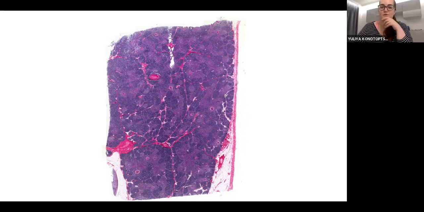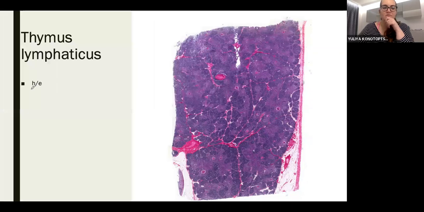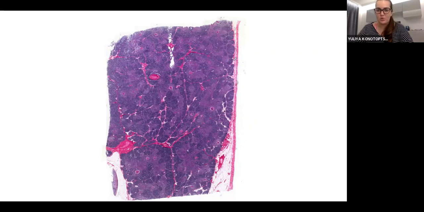Okay, so here's your thymus. This is thymus lymphaticus, H and E. So what do we have? Here we have the capsule. Here's your thymus. The darker areas are cortex. The lighter areas are the medulla.